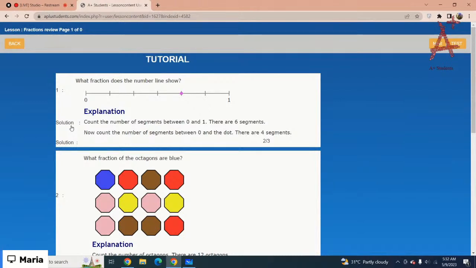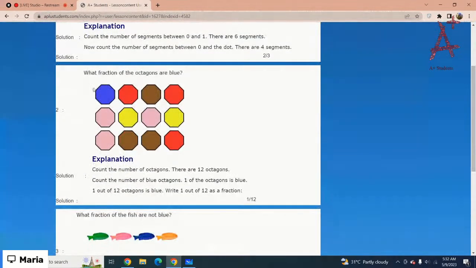And it would be 4 out of 6. And when you convert the answer into simplest form, it would be 2 out of 3. Okay, what fraction of the octagons are blue? Which is the correct option for the second one?